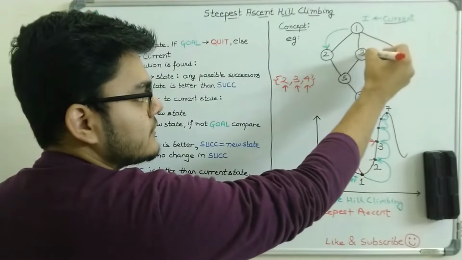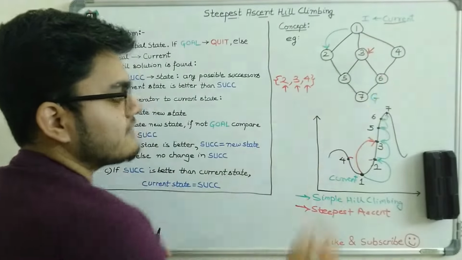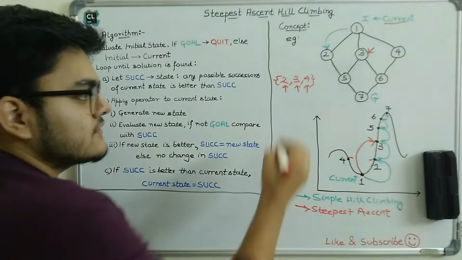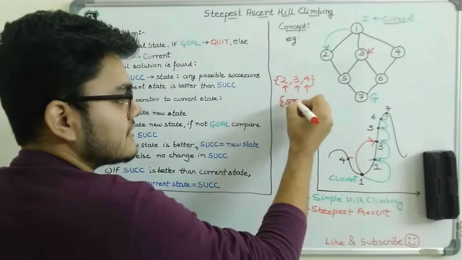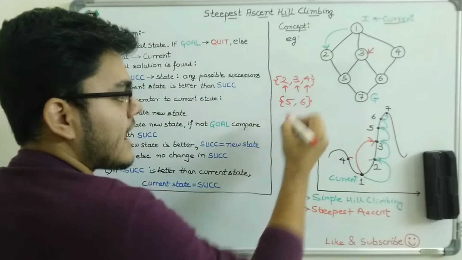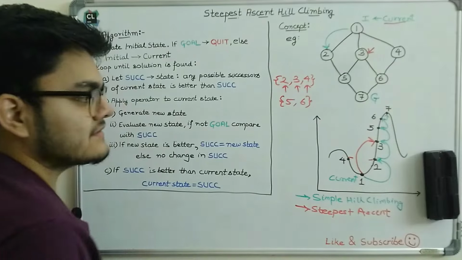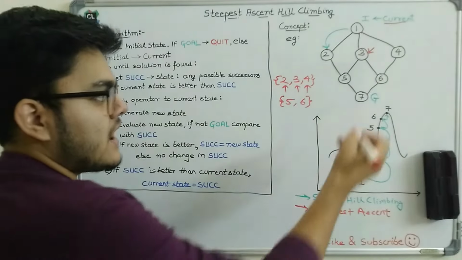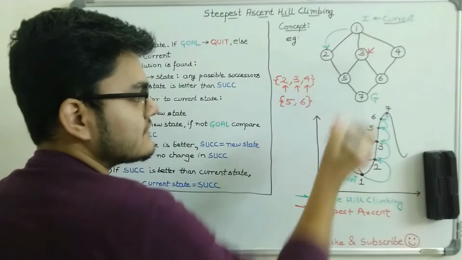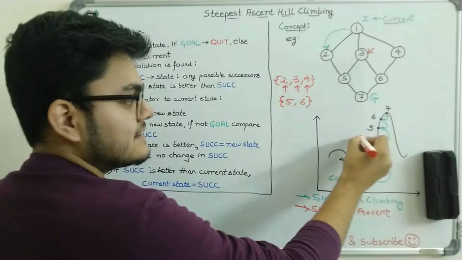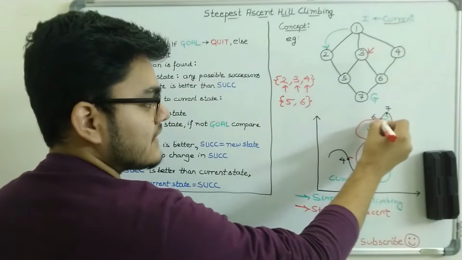Now moving to 3, we have 2 more states, 5 and 6. You can see 5 is here and 6 is here. Out of 5 and 6, which one has a better value? You can see that 6 has a better one. It's the best one out of all the possible successors of 3. So we are going to reassign the current state to 6.